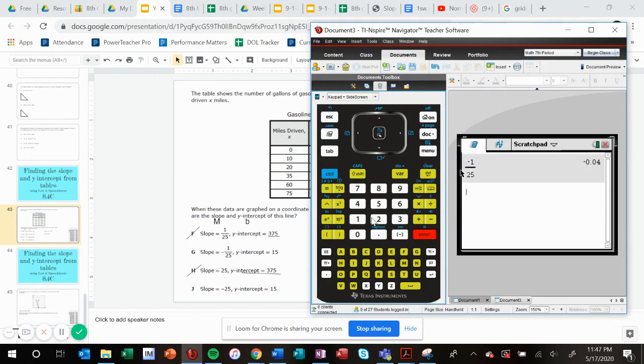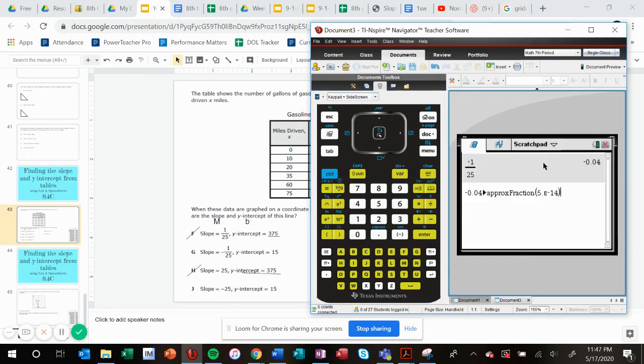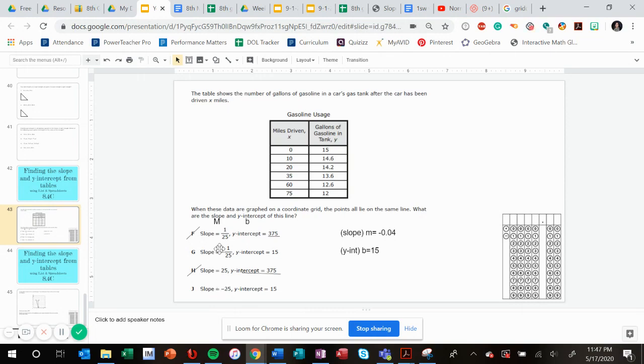Or we could have done this. We could have typed in the number that the calculator gave us, and then go to Menu, Number, and then approximate to a fraction. So now we're asking the calculator to turn this decimal into a fraction. And then just press enter, and it gives us the fraction that this decimal is equal to. So with that being said, of the other two answers that were left, obviously this one is going to be our answer, G.